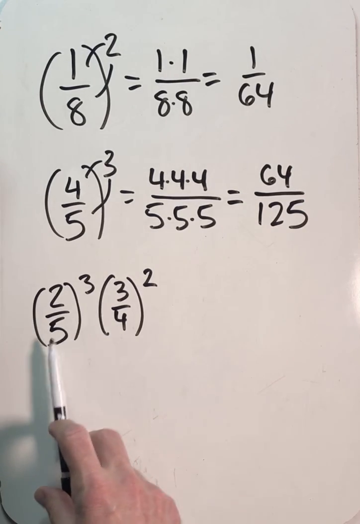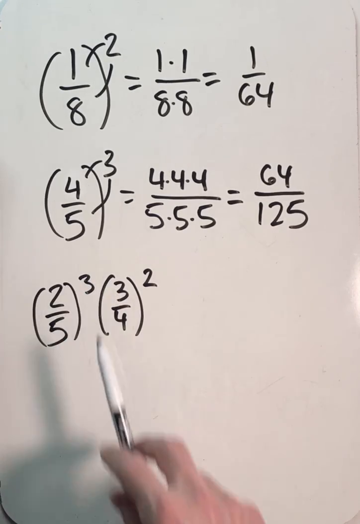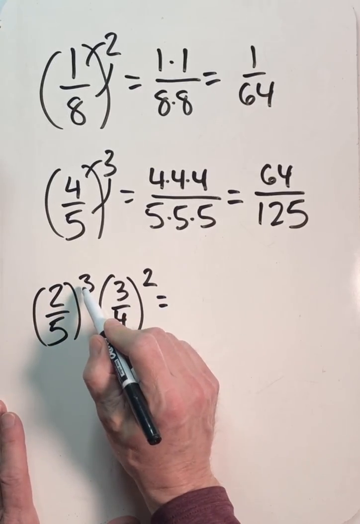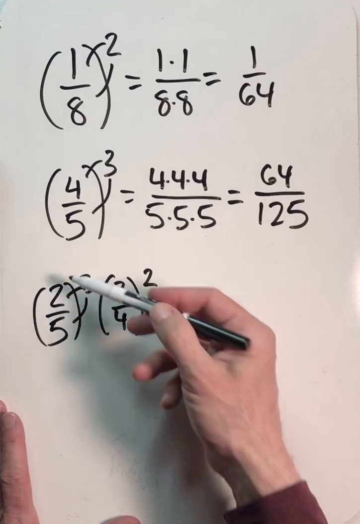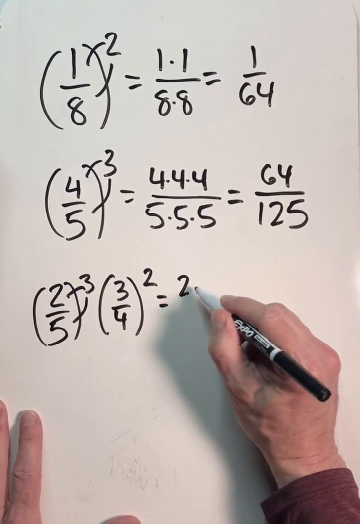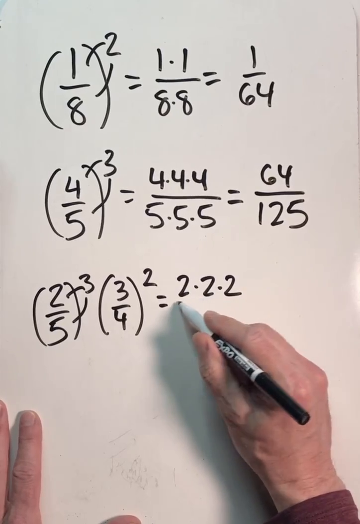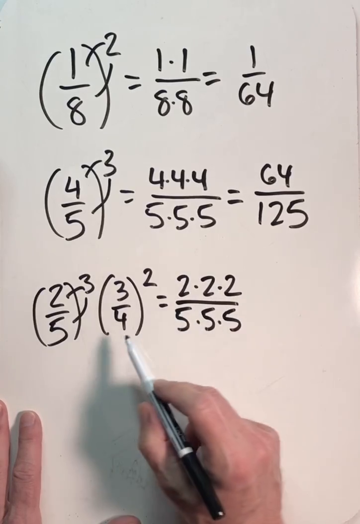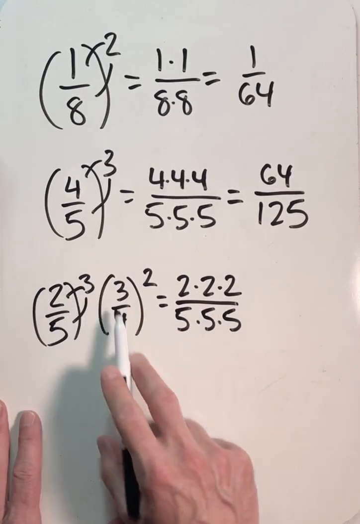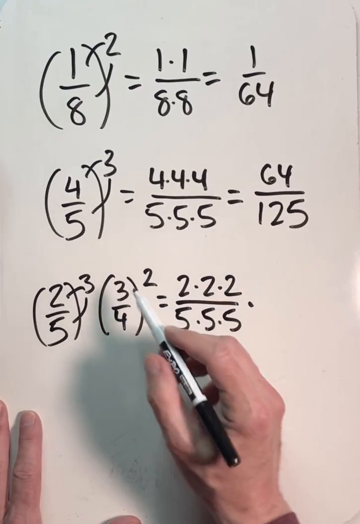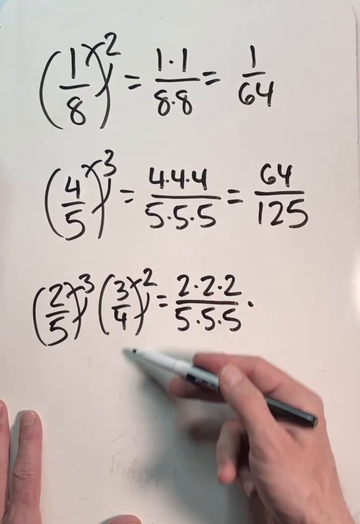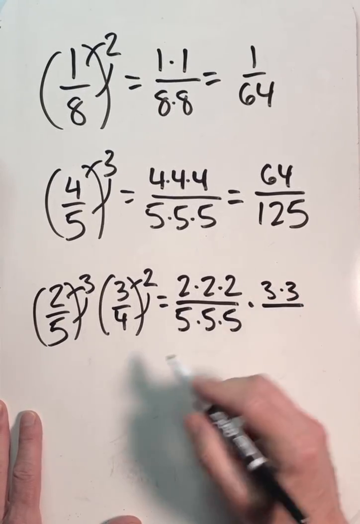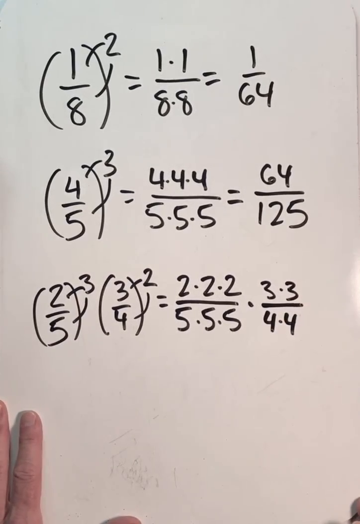You may also see 2 or more groups of fractions taken to powers, and we're going to follow the same logic there. So I would take the power or exponent of 3 and apply it to both the numerator and the denominator of the fraction it's in. So that would be 2 times 2 times 2 divided by 5 times 5 times 5. Then, since we have one fraction right next to the other, that would be multiplication. And I'm going to apply the exponent of 2 to both the numerator and the denominator of the fraction that it's attached to. So 3 times 3 divided by 4 times 4.